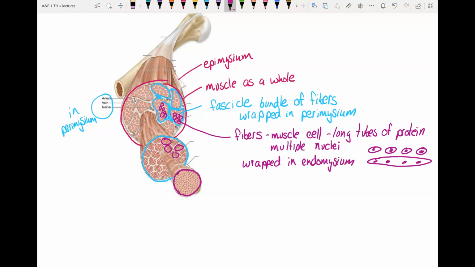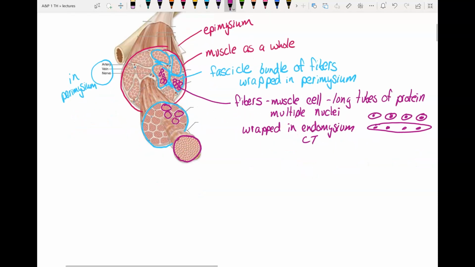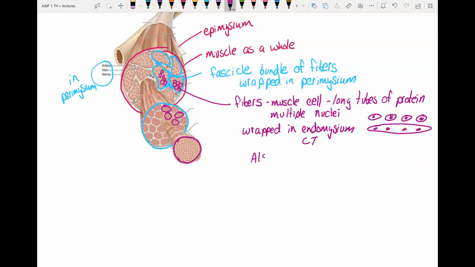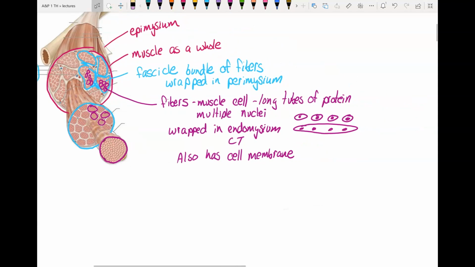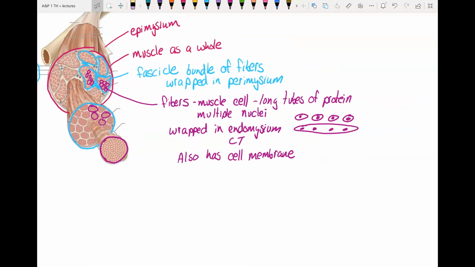Now there's two coverings on a fiber. Endomysium is your connective tissue that wraps the fibers. Like any cell, a muscle fiber also has a membrane. And with muscles, there's a lot of things that we give unique names. So just like we don't say muscle cell, we say muscle fiber. When you're talking about muscle fibers and their membrane, you don't say the cell membrane or the plasma membrane like we usually do. Instead, it's called the sarcolemma.